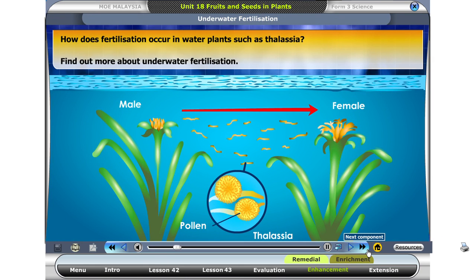The thalassia is a water plant. How does fertilization occur in water plants such as thalassia? Find out more about underwater fertilization.